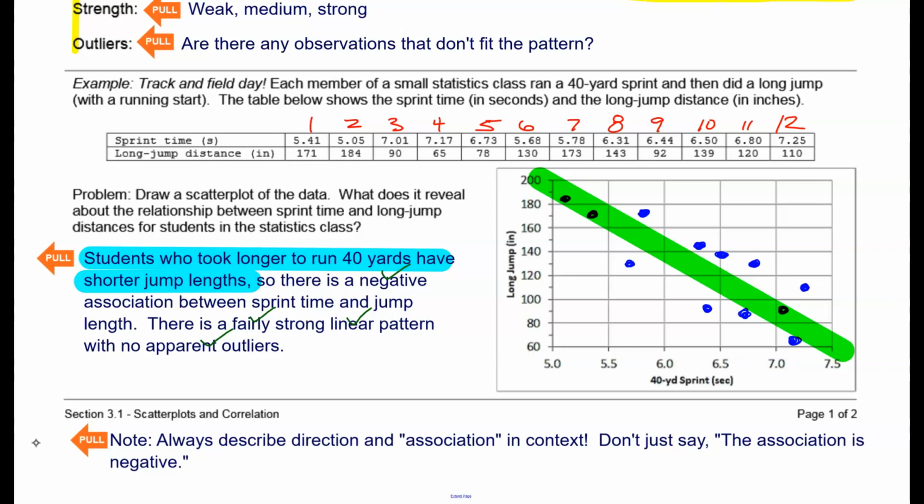That means you should be using the explanatory and response variables appropriately, as well as describing the relationship between the two. Okay, that's enough for page 1. Let's move on to page 2.